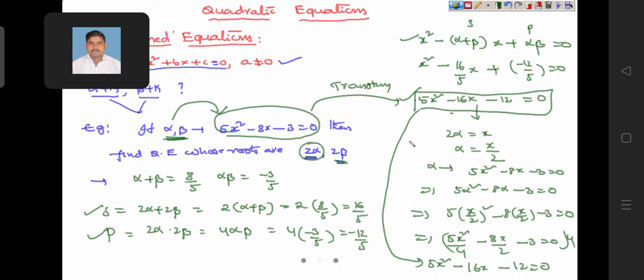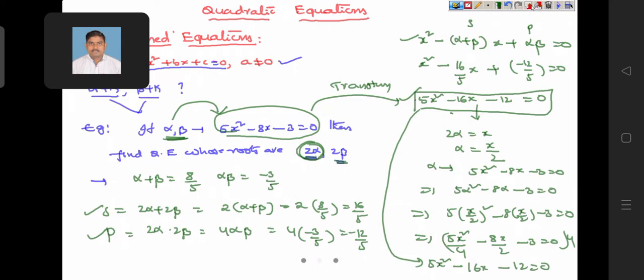When each root is multiplied by 2, in place of x you will substitute the opposite operation of multiplication by 2, which is divide. So alpha by 2. So in place of x, we will substitute x by 2. We will get the transformed equation.